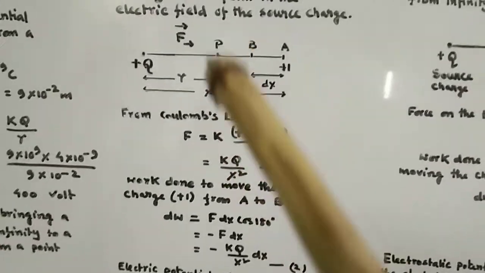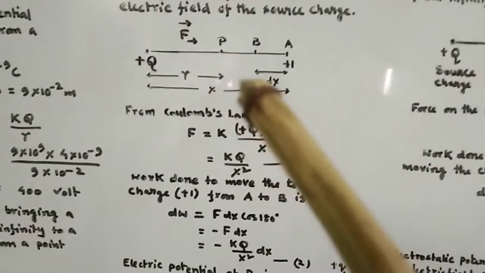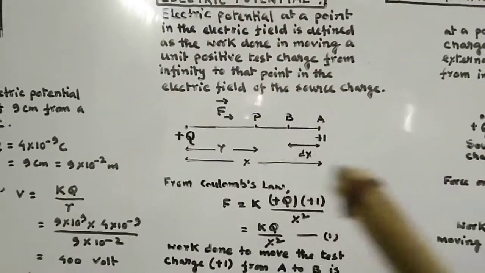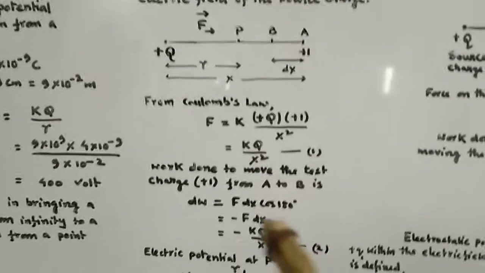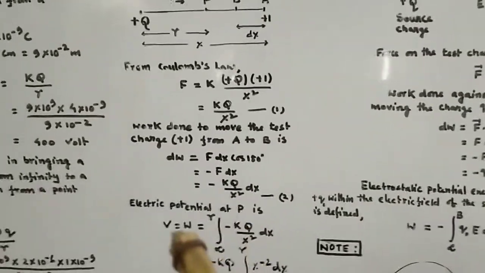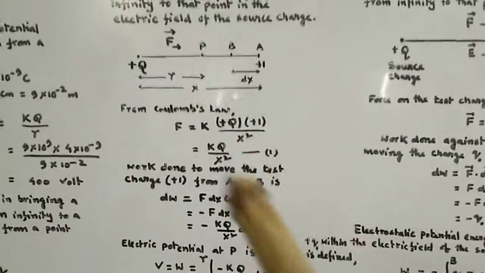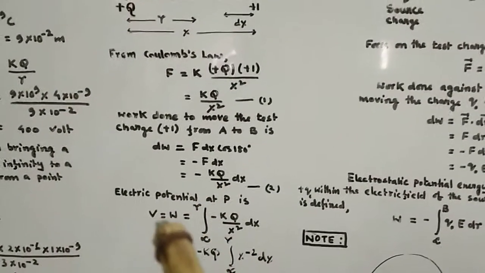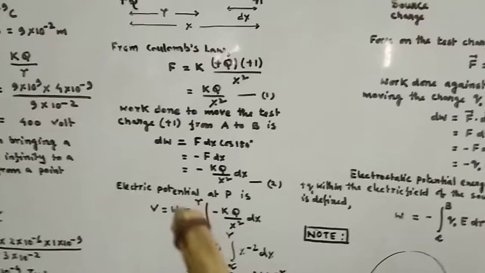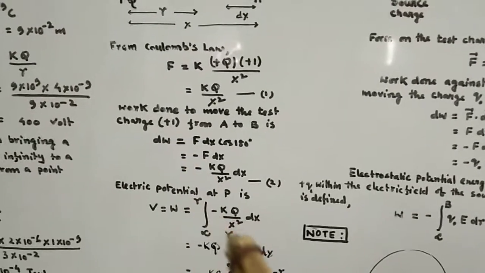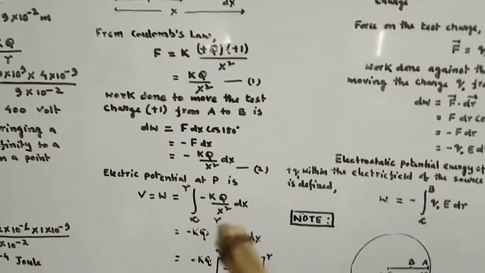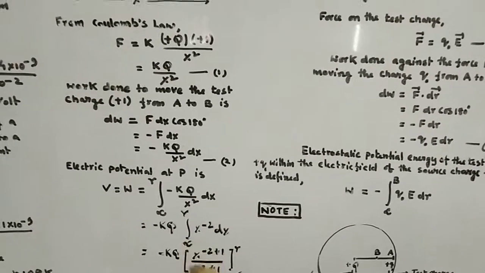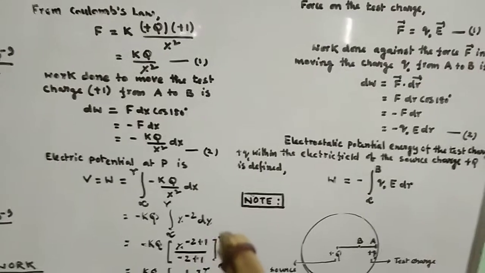So if you have to define potential at P, you have to go for this definition and integrate from infinity to r. If you integrate this expression, to define electric potential at P, potential is denoted by V, and it is the work done from infinity to r. So minus kq comes out of the integration sign, infinity to r, x to the power minus 2 dx.